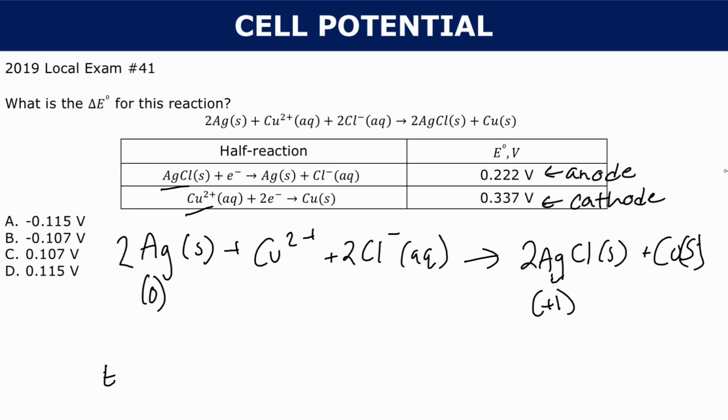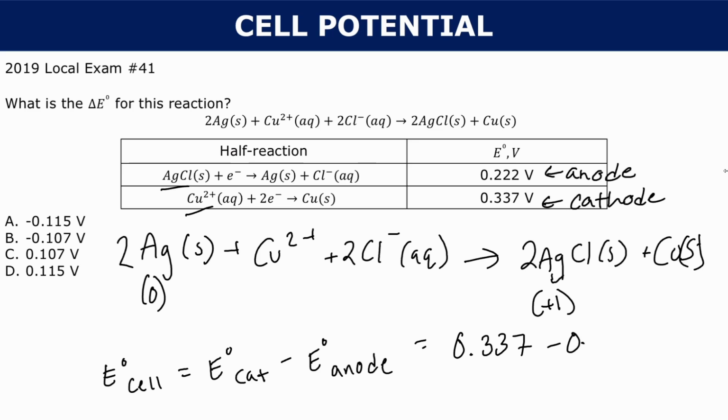Remember, our E cell is just the E cathode minus the E anode. So that's just going to be 0.337 minus 0.222, which is 0.115. And that's answer choice D.